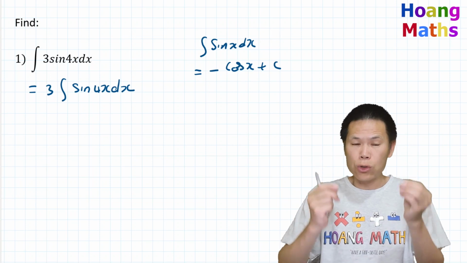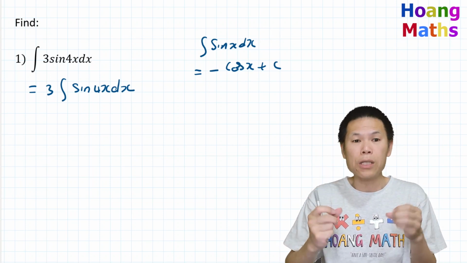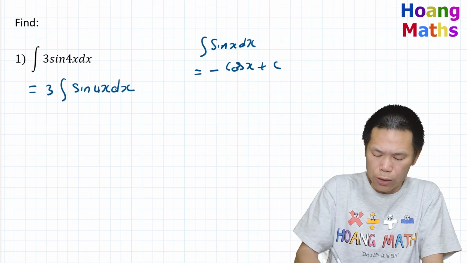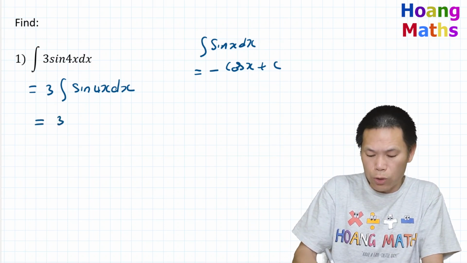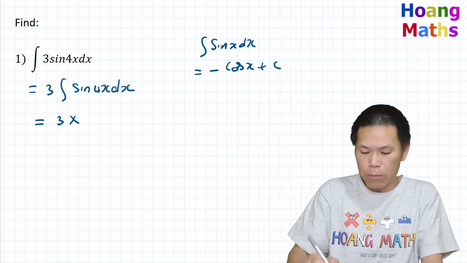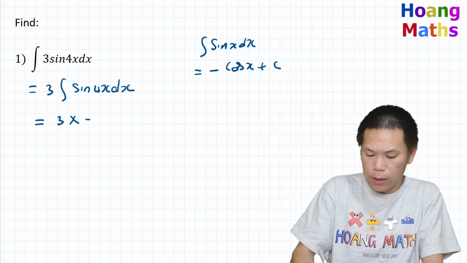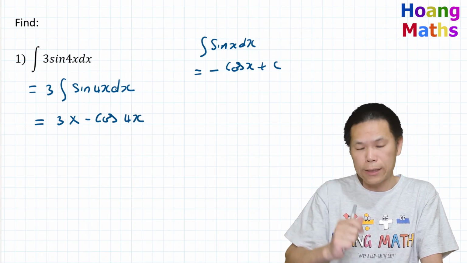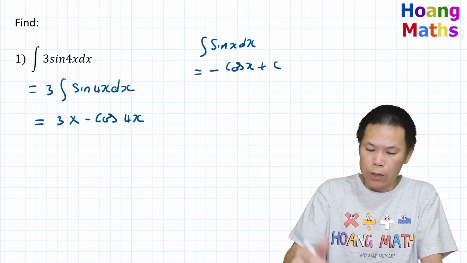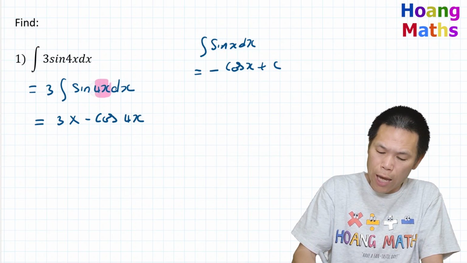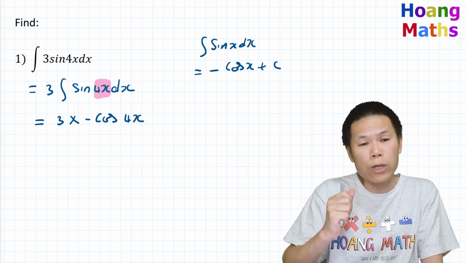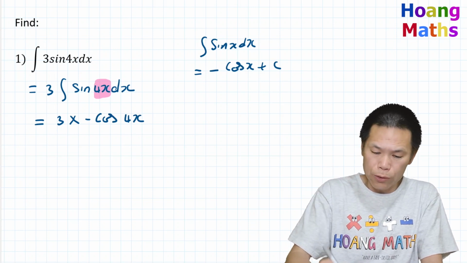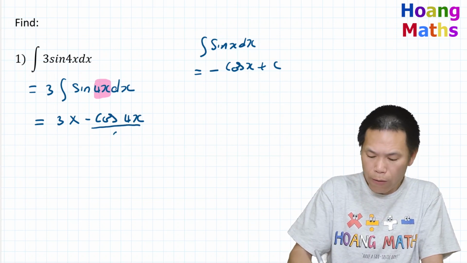Now I integrate the trig. The sine becomes negative cos. And the 3, we just write this down because 3 is just a constant. So integrating sine gives me negative cos, so minus cos of 4x, because 4x is the angle. I'm done with trig. Now I differentiate the angle. Differentiating 4x will give me 4. So instead of times 4, we divide by 4. So that is over 4.